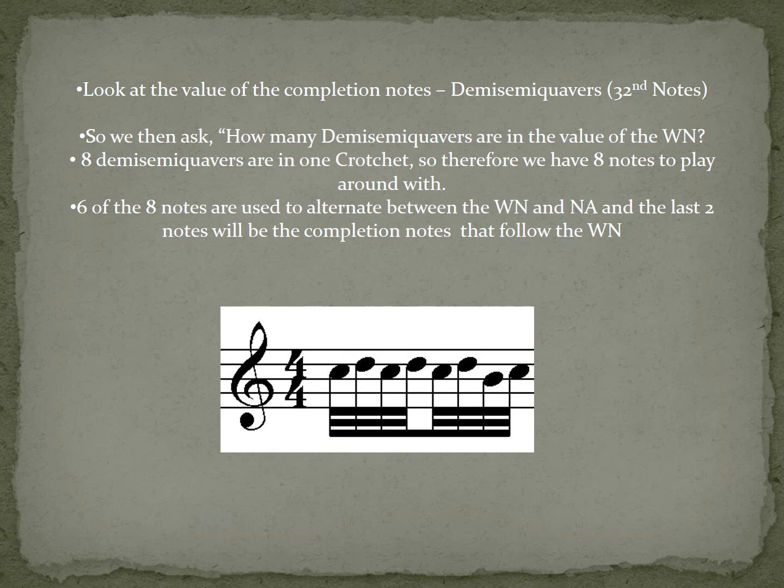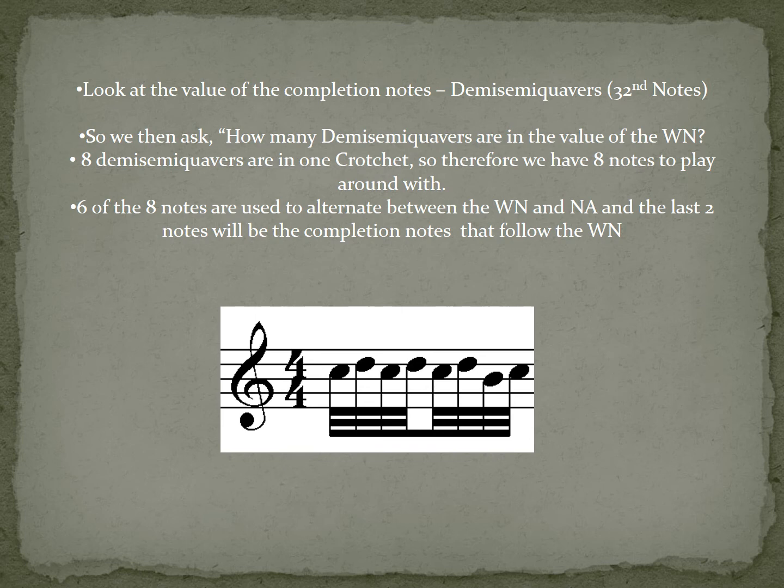Now, as a good indication, those little last notes, the completion notes, usually give you a good idea as to what value of notes we're going to be looking at. In that particular case, they were demi-semiquavers. So we look at the actual written note and ask how many demi-semiquavers are in the value of the written note. The written note was a crotchet, and there are 8 demi-semiquavers in one crotchet. So we have 8 notes to play around with. 6 of the 8 notes are used to alternate between the written note and the note above, and the last 2 notes will be those 2 little completion notes that follow.